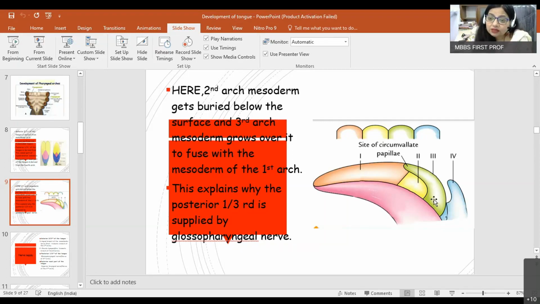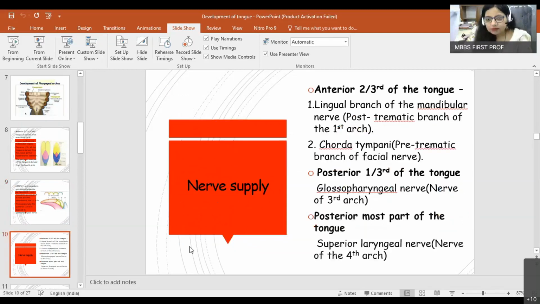And that is why the nerve of the posterior one third is the glossopharyngeal, that is the nerve of the third arch. The fourth arch is responsible for the development of the epiglottis, so it is supplied by the nerve of the fourth arch, that is the superior laryngeal, which itself is a branch of the vagus. Clear? Now we just talked about how the anterior two thirds of the tongue has a dual nerve supply. Why is the dual nerve supply there in the anterior two thirds of the tongue only? Can you correlate it with the development of the pharyngeal arches?